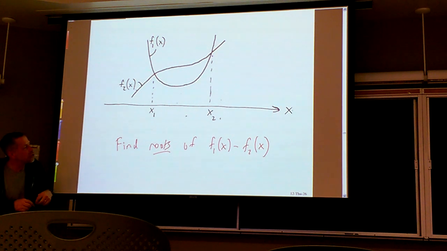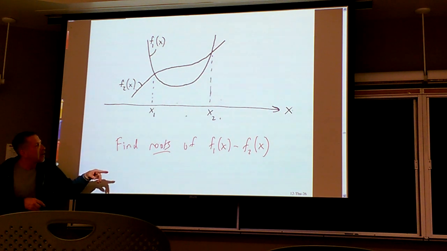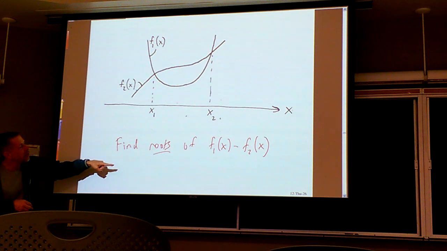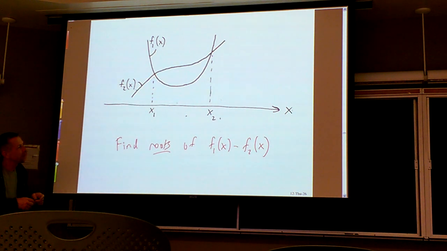Now, the way the mathematicians do this, they reduce it to a simpler problem where you find where the difference between two functions is equal to zero. Mathematicians all want to simplify stuff.